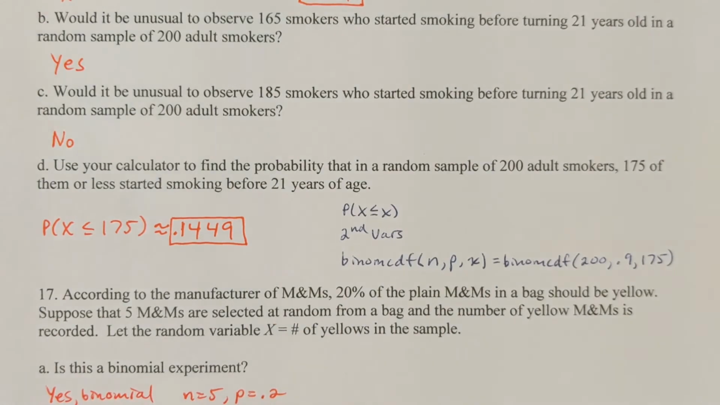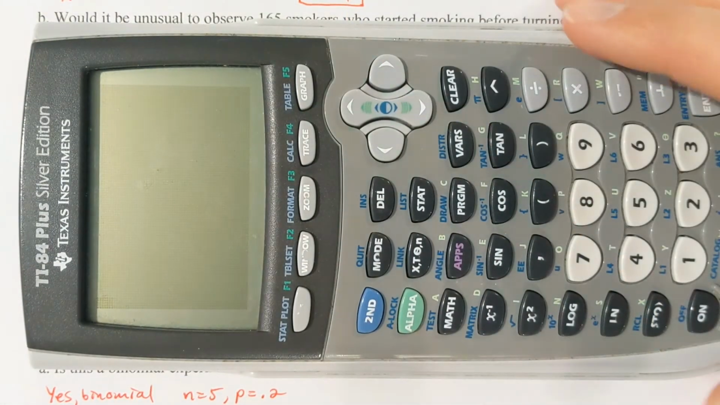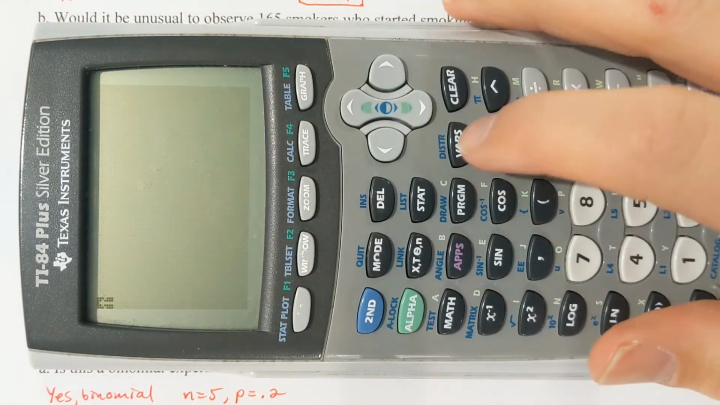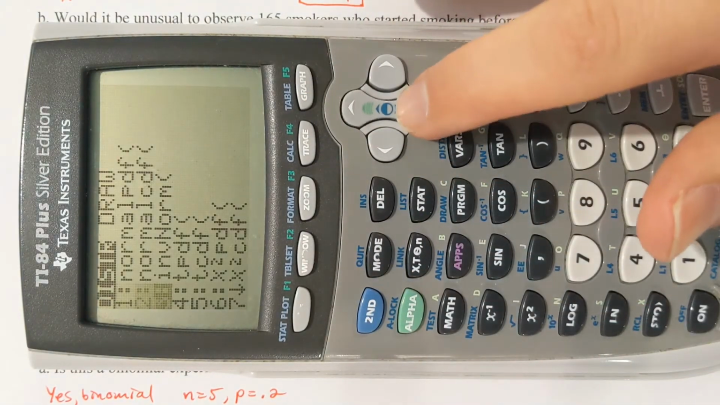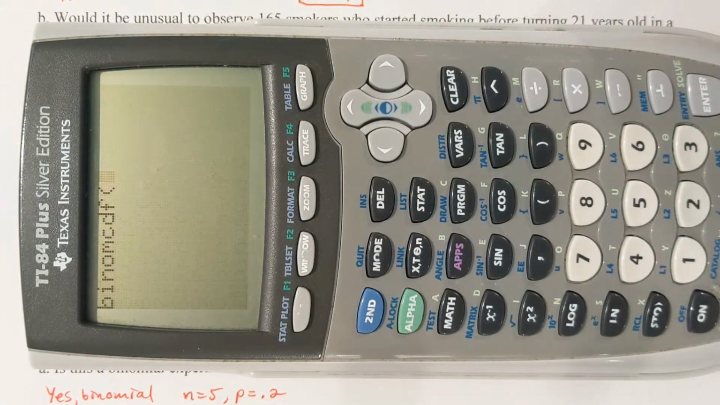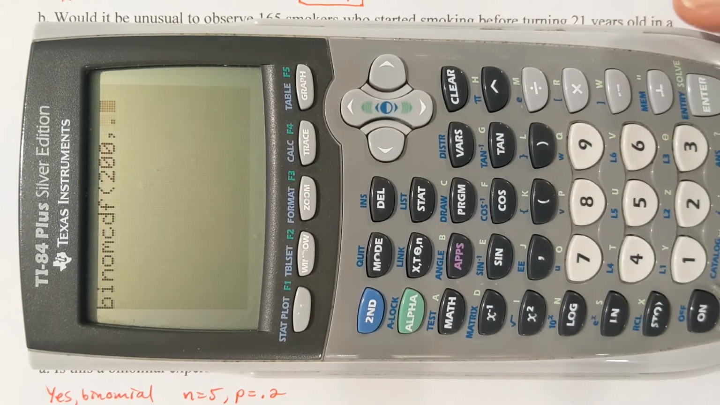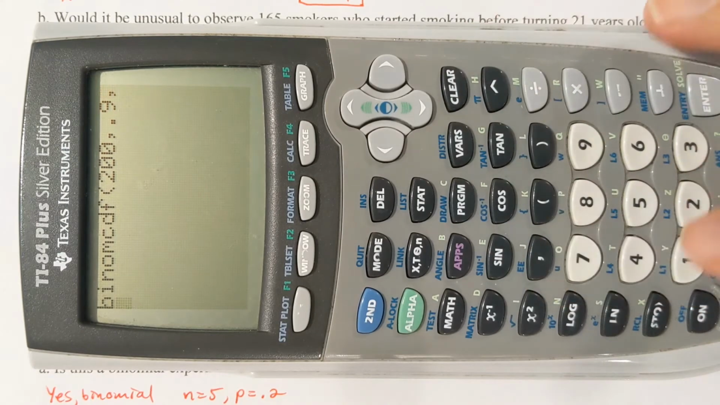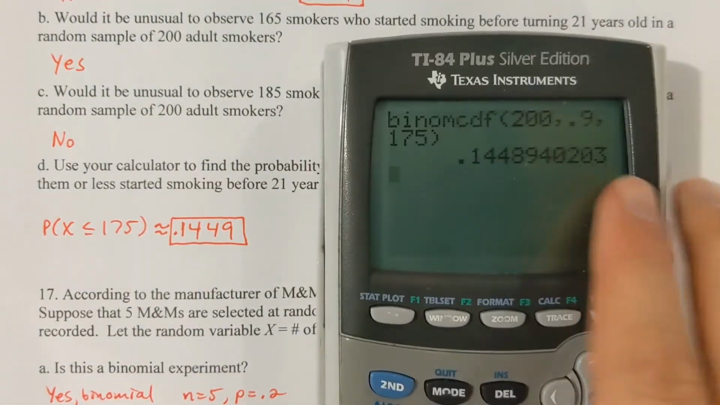Here's how you would do the calculation with the TI-84 model. If you hit second and then the VARS button, and then go down to where it says binomcdf, you'll enter in n, comma, p, comma, x, and it's got to be in that order. So n is 200, comma, the p-value is 0.9, x is 175, and that's how I'm getting this number here that I've got rounded to 4 digits.